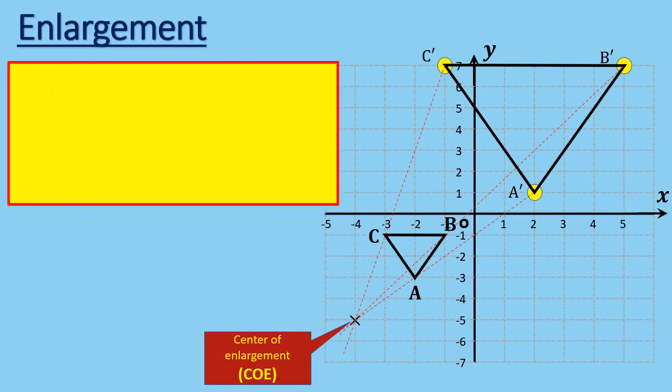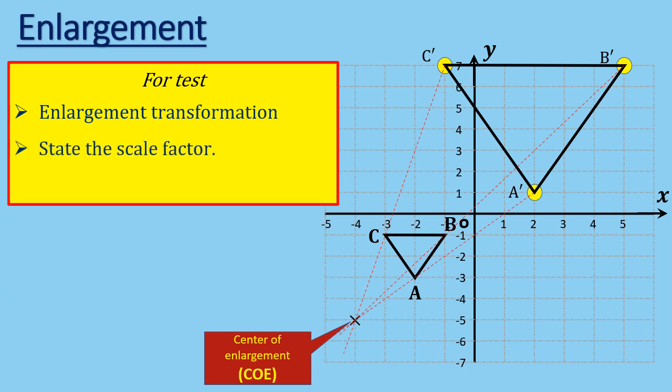Finally, when asked in a test to describe an enlargement transformation, you must include the transformation name as enlargement transformation. Specify the scale factor. Determine the coordinates of the enlargement center, which can be found at the intersection of the lines passing through each of the objects and images' corresponding vertices.